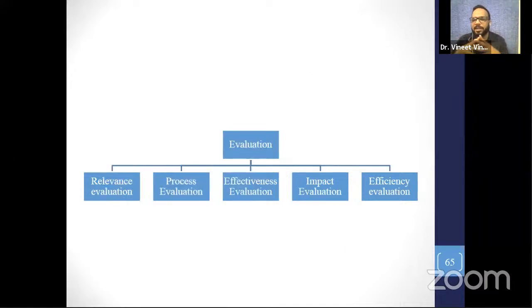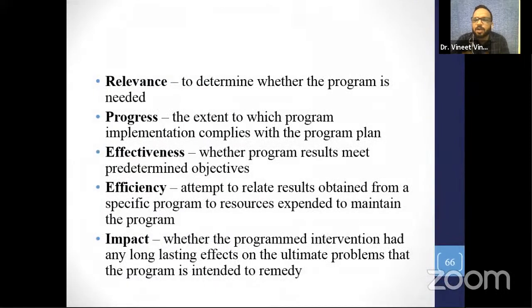Now coming to another classification, just understand the term, you will understand what it is. There are basically 5 types of evaluation: relevance, progress, effectiveness, impact, and efficiency. What do you mean by relevance? To determine whether the program is needed or not. That is called relevance evaluation, whether it is actually needed or not. Progress is the extent to which program implementation complies with the program plan, what you have planned and what you have implemented, whether they are in sync, almost similar. So that is called progress.